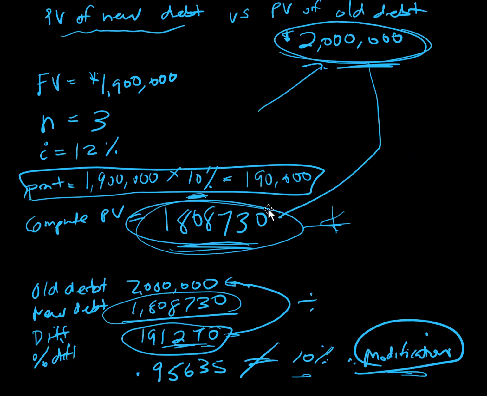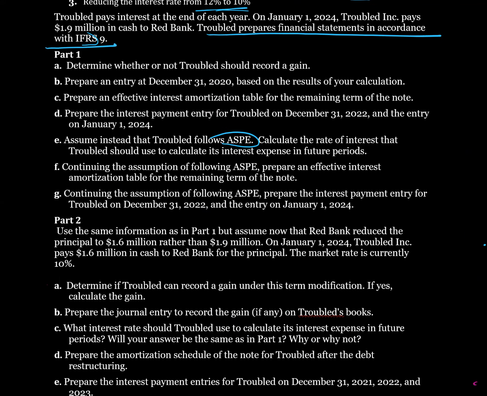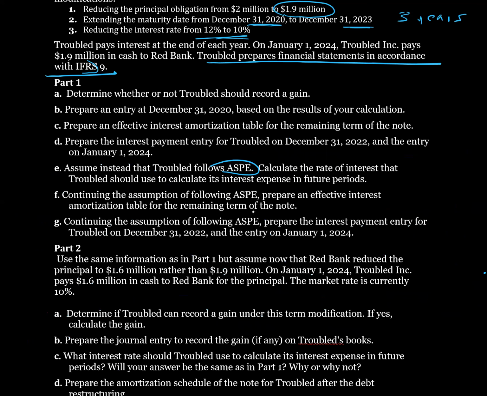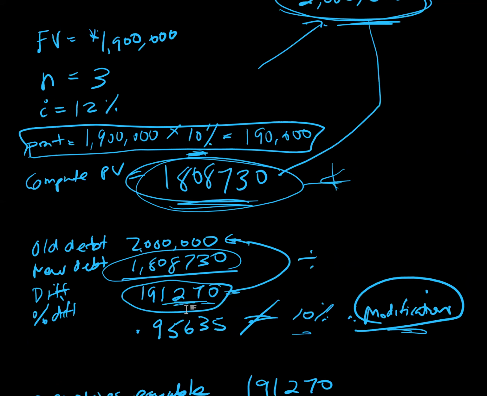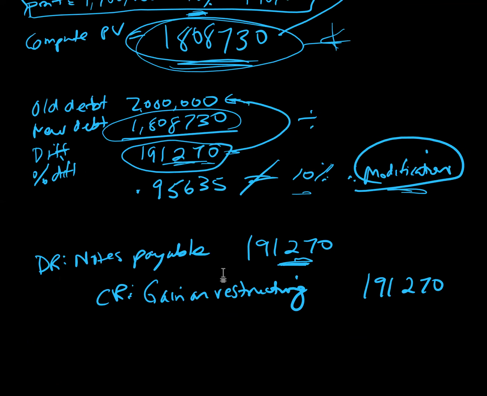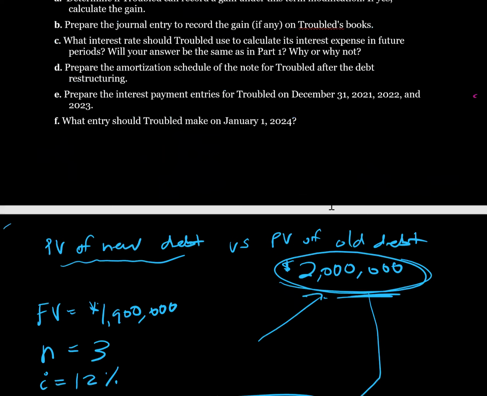So let's take a look back up at the question and just make sure we know where we are. So we've got determine whether or not Troubled should record a gain. Whether or not they would record a gain would be whether or not there was a modification or a settlement of the debt. We've determined that it is a modification, and we did record a gain. Remember right here, we recorded a gain under IFRS because we needed the note payable on our statement of financial position at the present value of the new debt arrangement. So we had to decrease it from the 2 million that it was recorded prior to the changes. So that's why we recorded a gain on restructuring.